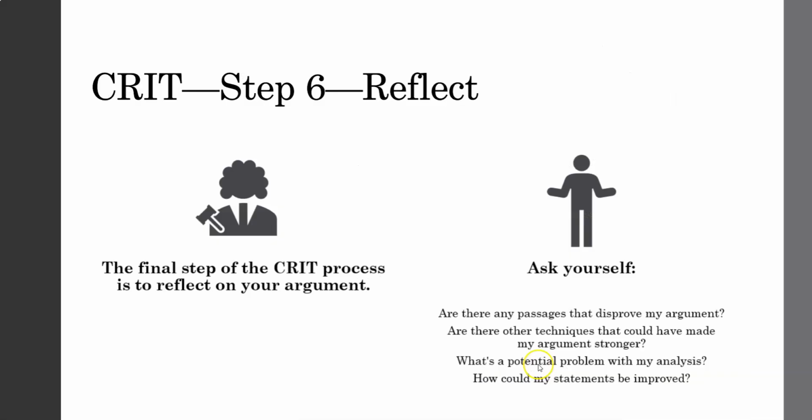So the final step of the CRIT process is to reflect on your argument. You want to go back and read through what you've written and ask yourself a couple of questions. One, are there any passages that disprove my argument? If you are talking about how Steinbeck is showing the hardships of migrant workers, and then there's a passage that demonstrates that there weren't any hardships for the migrant workers, then that's a potential problem, and that's something you need to take into consideration whenever you're writing your essay.